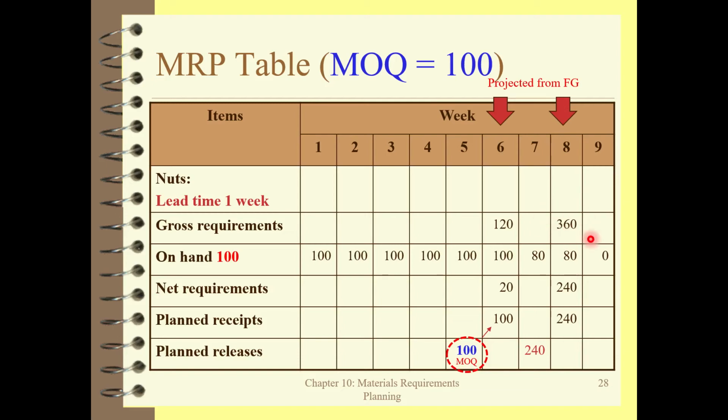Your requirement is 360 and you have on hand of 80. So the net requirement is 240. But as it said, your minimum order quantity is just 100, but you need more than 100, that is 240, so you can order 240. So 240 here, 240 here. This is going to be the MRP table for the nut if MOQ is imposed.